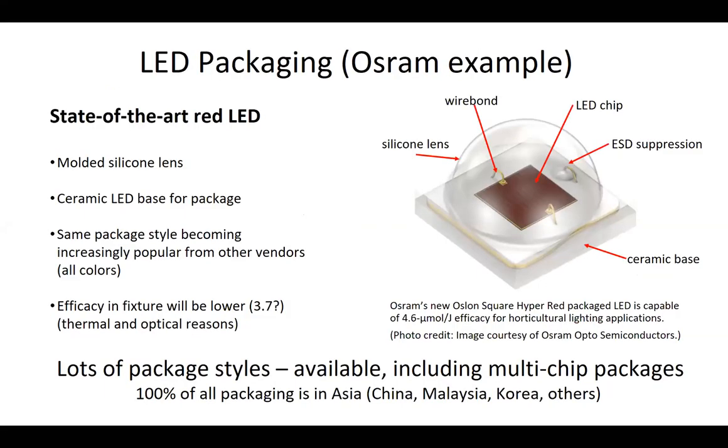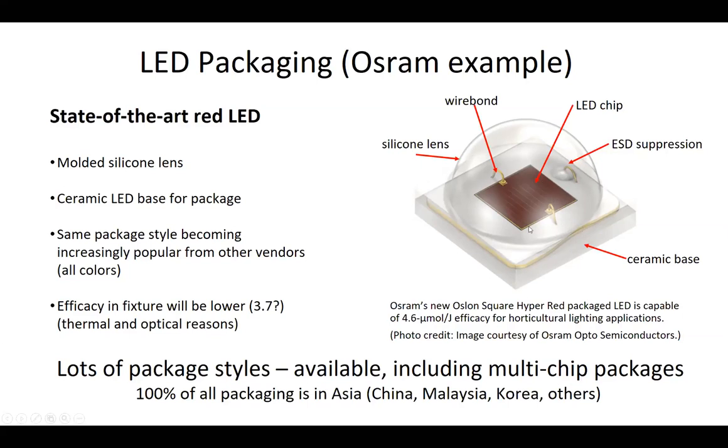Now, a little bit about the packaging. And I kind of picked this particular image because it's a brand new package that's just released by Osram for horticultural lighting. And I wanted to highlight a couple of the features of the package in a state-of-the-art package. Here's our LED chip sitting inside this package. It's got wire bonds attached to it. That's how I get the current in, get the current out. And it's sitting underneath a silicone lens.